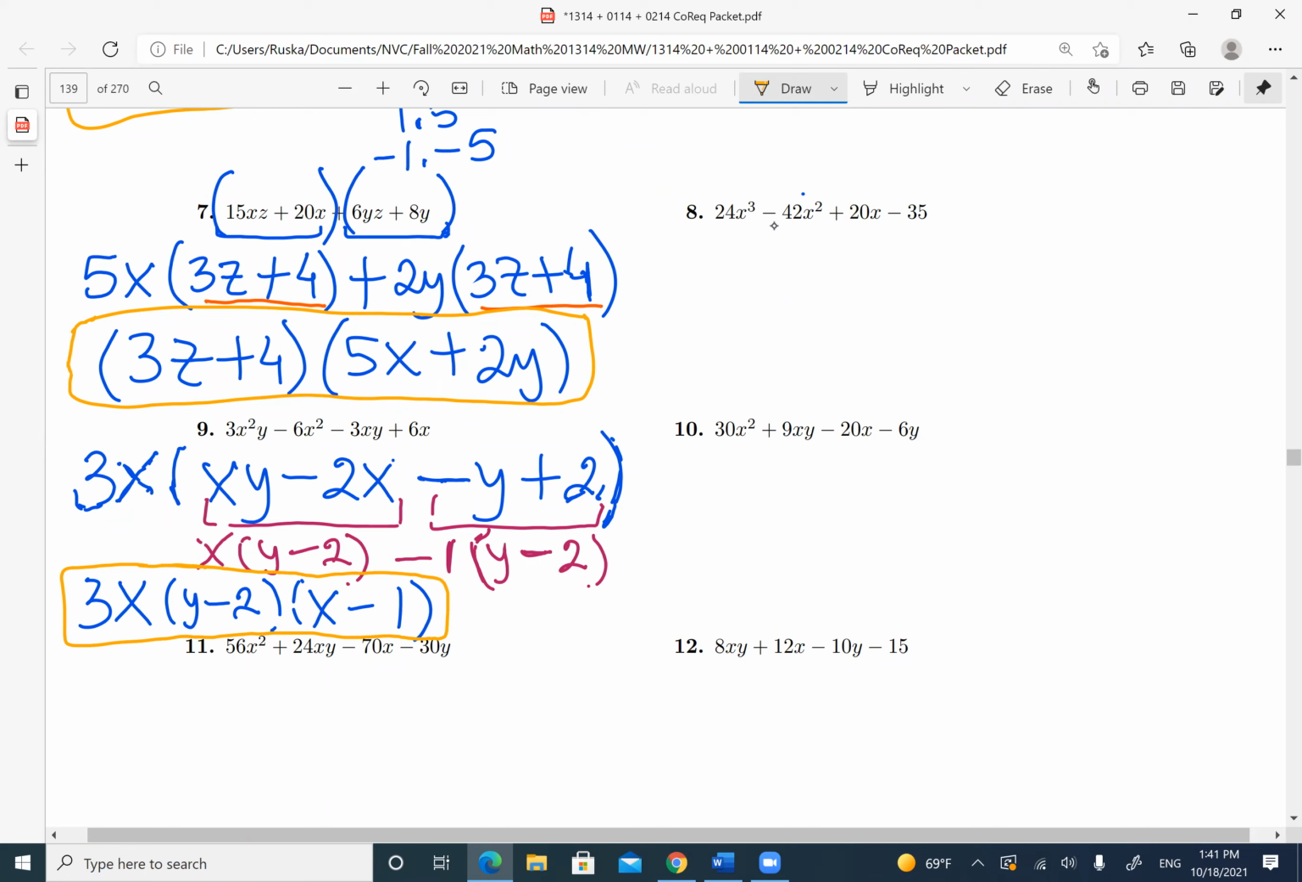Okay, let's do one more by grouping, and then we can finish this in groups. So which one do you want me to do? 8, 10, 11, 12.